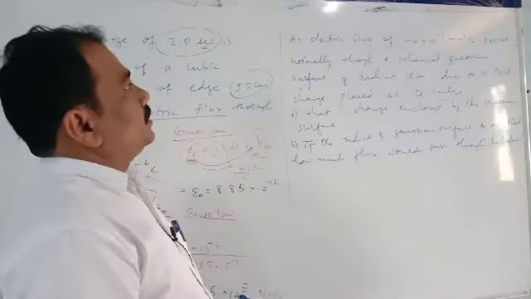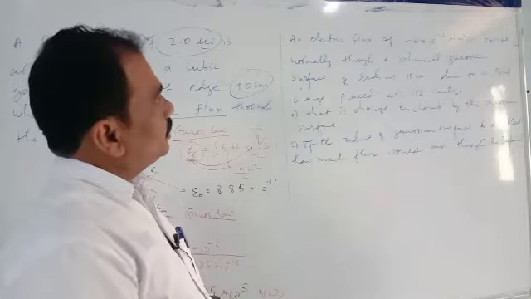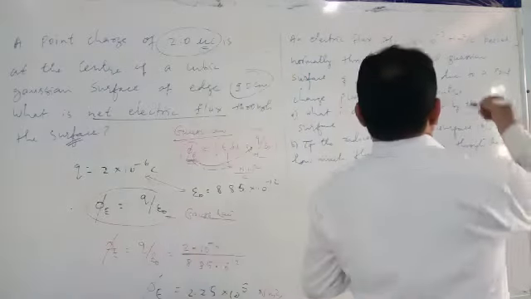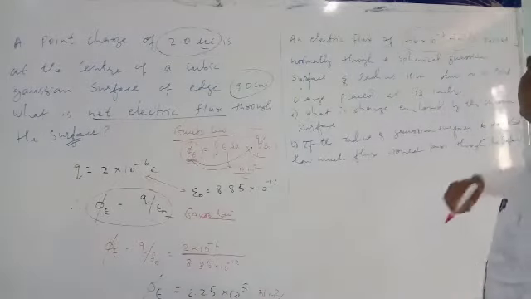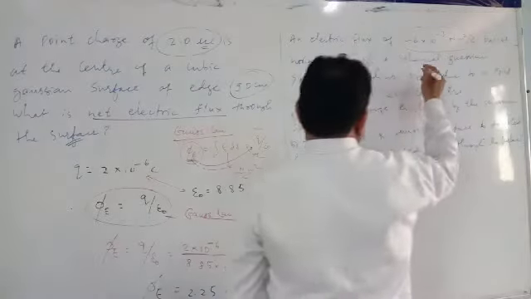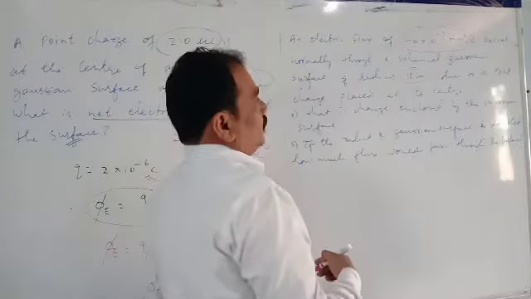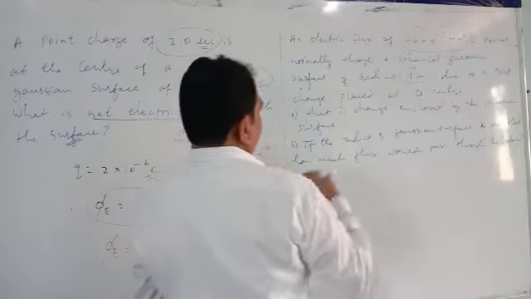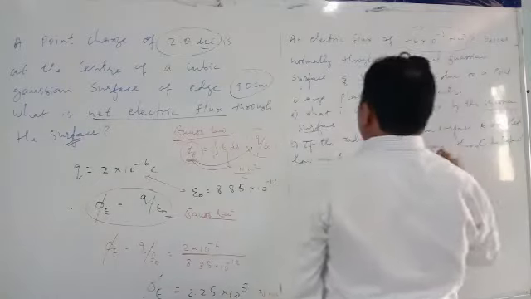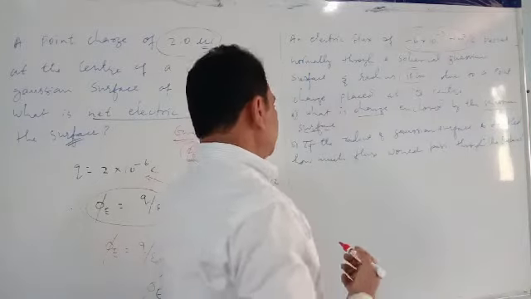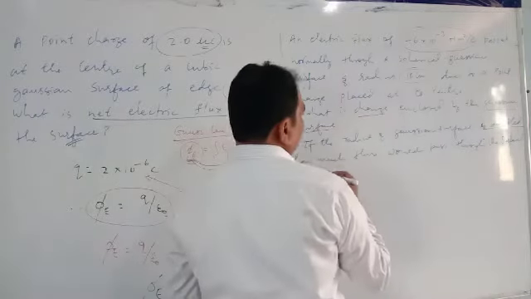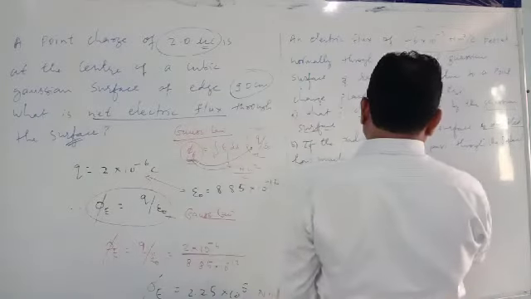Now we will move towards the next application, which is on electric flux. Here the flux is given. This flux passes normally through a spherical Gaussian surface of radius 10 centimeter due to a point charge placed at the center. What is the charge enclosed by the Gaussian surface? We have to calculate the charge enclosed by the Gaussian surface, and if the radius of the Gaussian surface is doubled, then how much flux would pass through the surface?